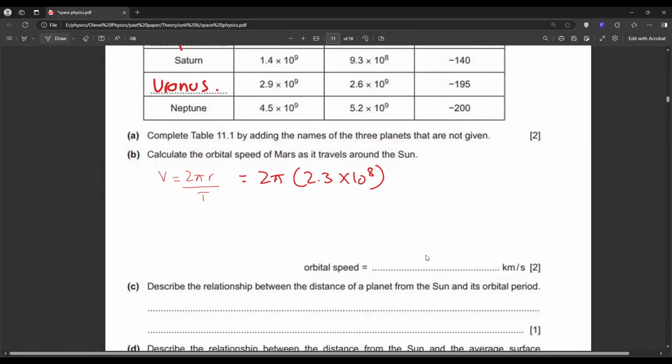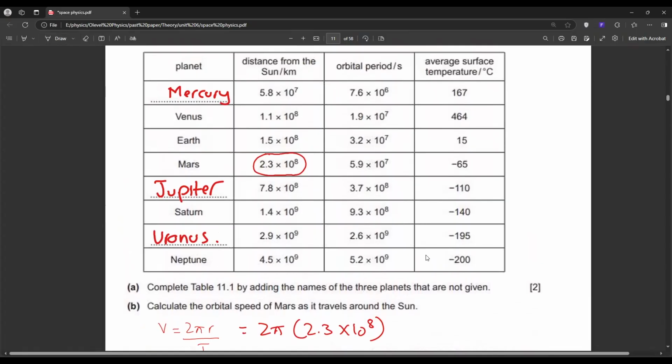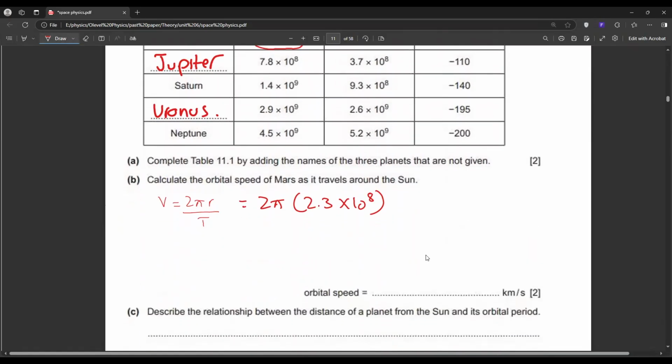Now, here I have to focus on one thing. The distances are in kilometers, and if this was a normal question, I would have multiplied it by 10 raised to the power of 3 to convert kilometers into meters. But here I wouldn't do this. Why? Because I have to give my final answer in kilometers. So I will keep my distance in terms of kilometers only. I will not convert it into meters.